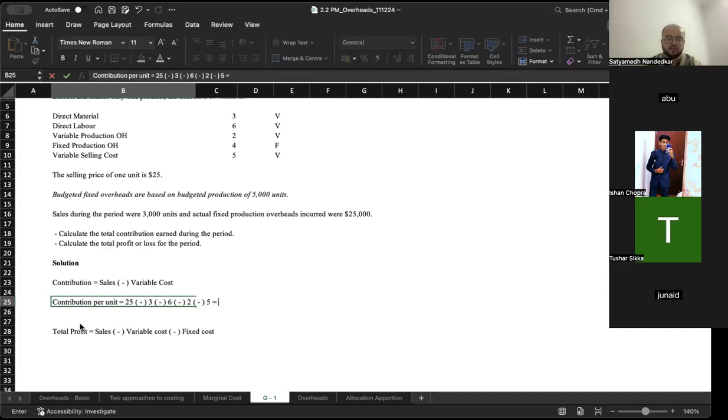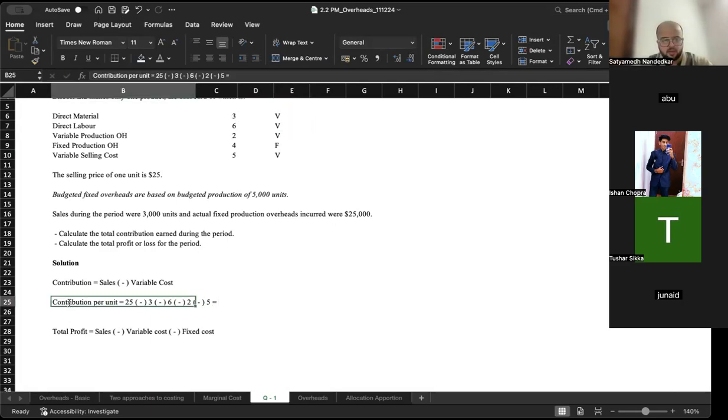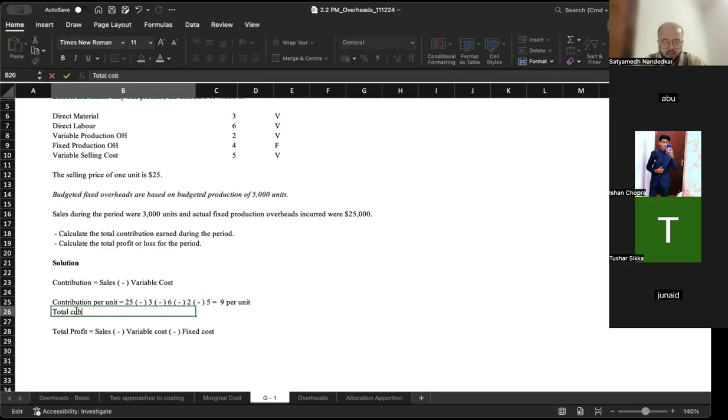25 minus, what will the answer be? Nine. The contribution per unit is 9 per unit. So, what is the total contribution? How many units did you actually sell? 3,000 units into 9 per unit. That is 27,000 is my total contribution.